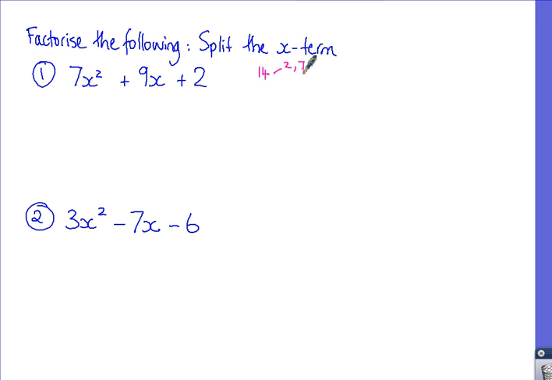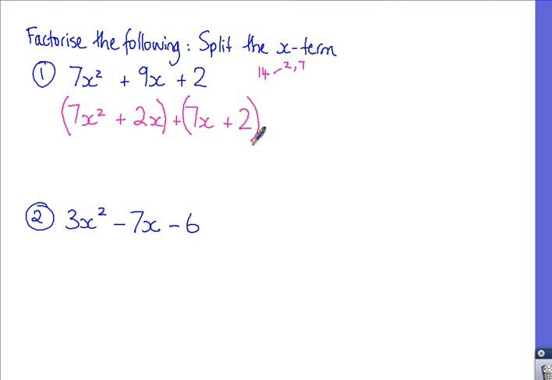So what we do is we rewrite the whole expression, but we split up the 9x, so it's made of 2x and 7x. So what we get is 7x squared plus 2x plus 7x plus 2. It doesn't matter which order I do this in. Now, the next step is to put brackets around the first two terms and then put brackets around the second two terms.